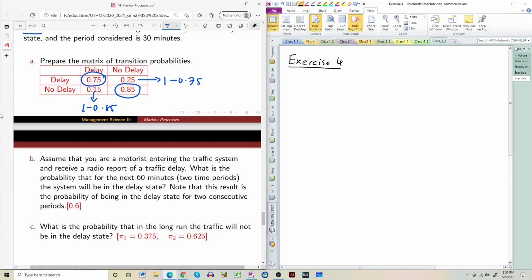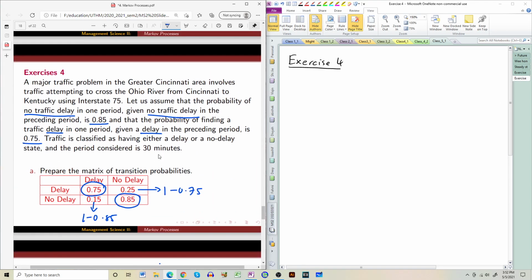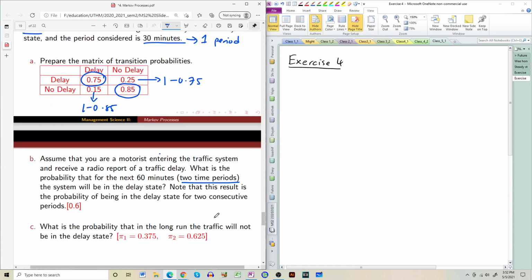Assume that the motorist entering a traffic system received a report on a traffic delay. What is the probability for the next 60 minutes? 60 minutes is 2 time periods, which means you see the period is considered 30 minutes only. This is one period, like 1 week. Okay, 30 minutes. What is the probability that for the next 60 minutes the system will be in the delay state?